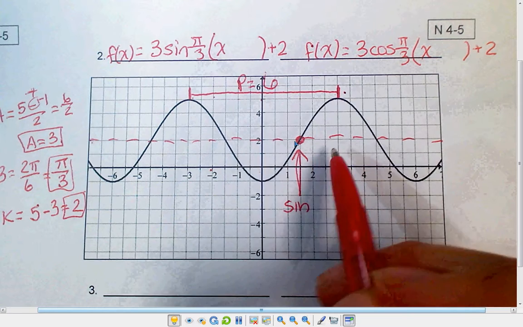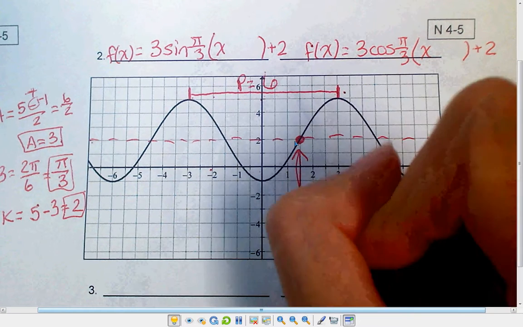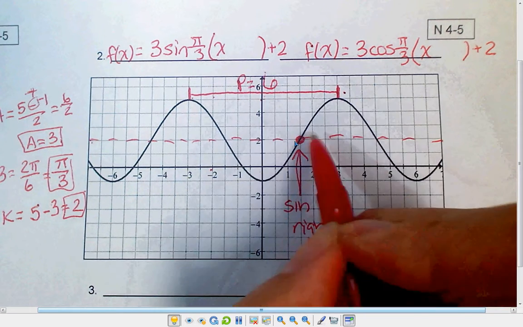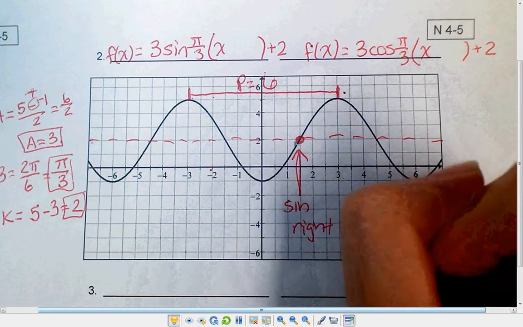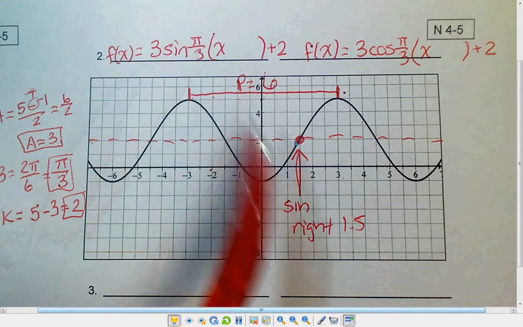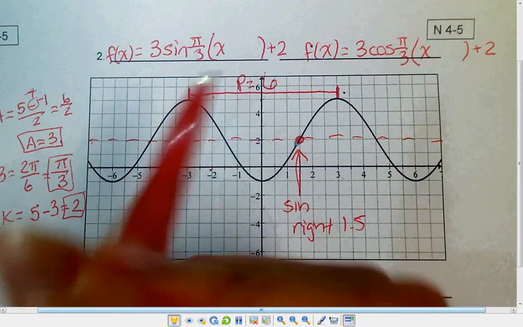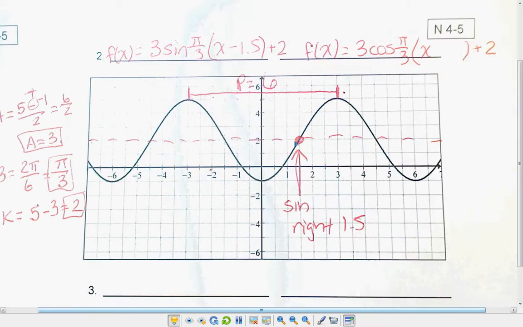So from here to here, this function has moved to the right. And it's moved 1.5. So I've moved to the right 1.5. Which means inside of the parentheses, if I'm moving right, it's the opposite, so I'm going to be subtracting 1.5.